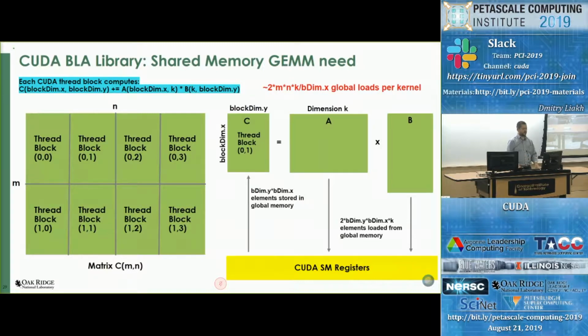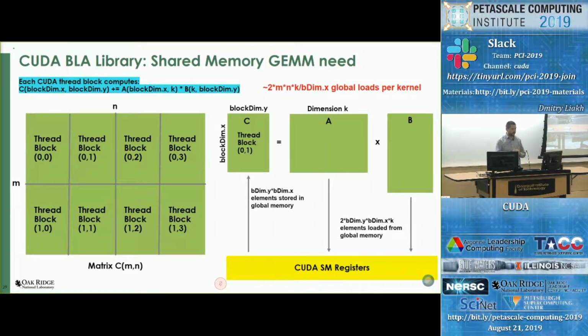Then again, as before, for the matrix C, M by N, each thread block computes its own tile. And the tile size here is 16 by 16. So it's a pretty small tile. Essentially, we decompose the matrix C into 16 by 16 tiles, and we give each tile to an individual thread block, and the thread block has 16 by 16 threads. So each thread computes its own element of the tile.